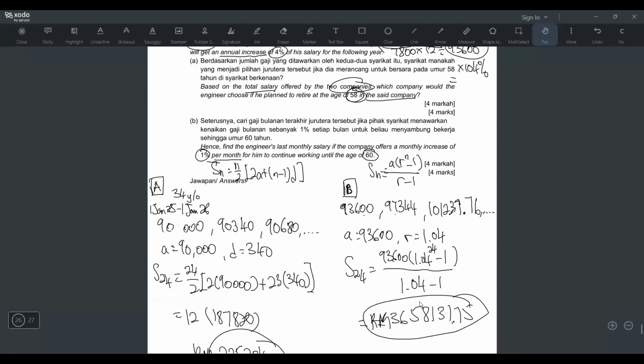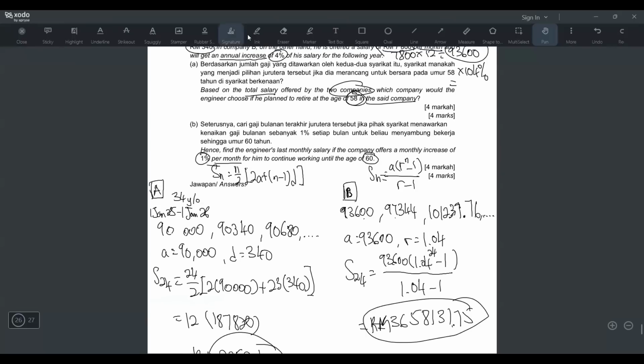But if you work one more year, then it will be like when he's 59. And if you work another year, then you'll be 60. It means you work for 2 more years here, right? You work for 2 more years. But for these 2 years, the increase is not the same because they say the company offers a monthly increase of 1% per month if he works until the age of 60.